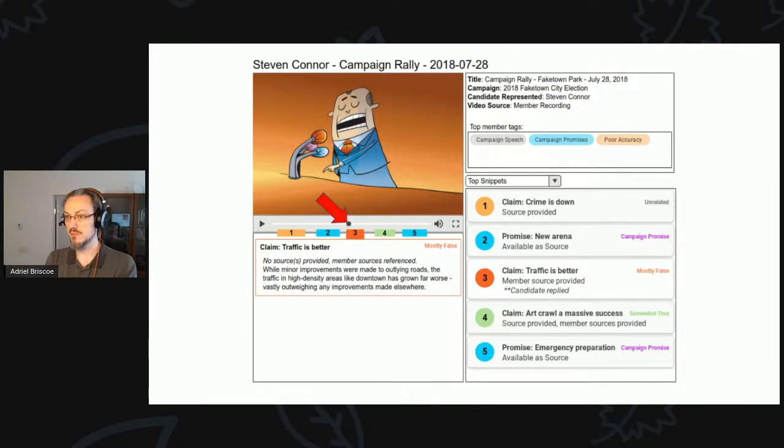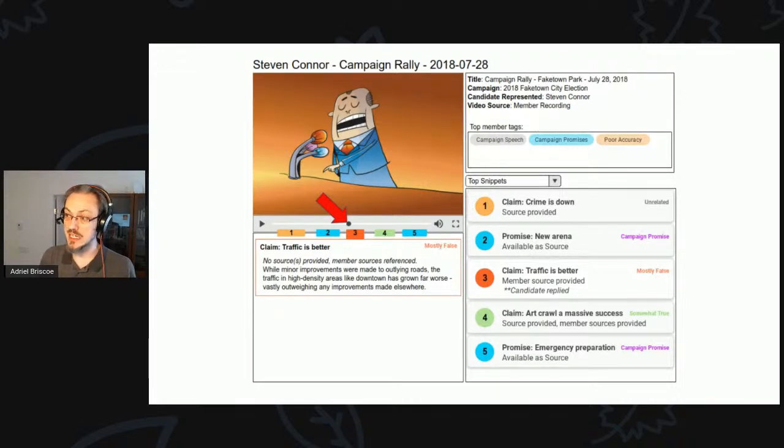And then you've got a write-up from sort of the community saying, hey, while some minor improvements were made, we didn't make improvements to the high density areas. That actually got worse, which means it actually got worse overall. And that's something that the community decides. So you can start to get an idea for when the person makes a claim saying how something actually happened, how does that relate to what the community feels that that's true?